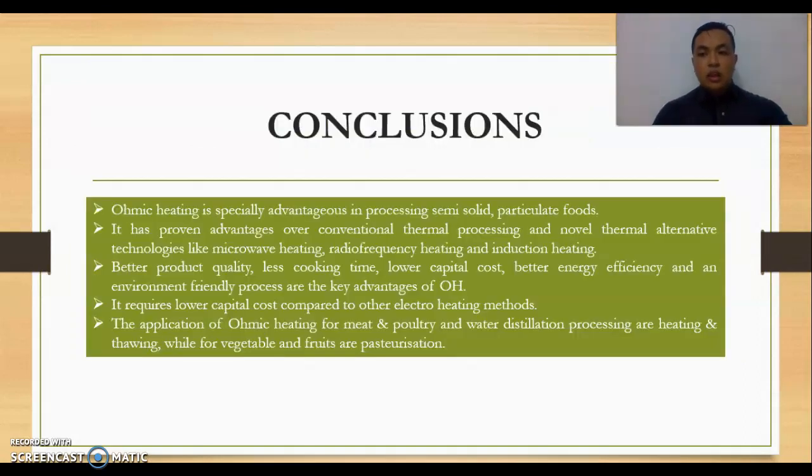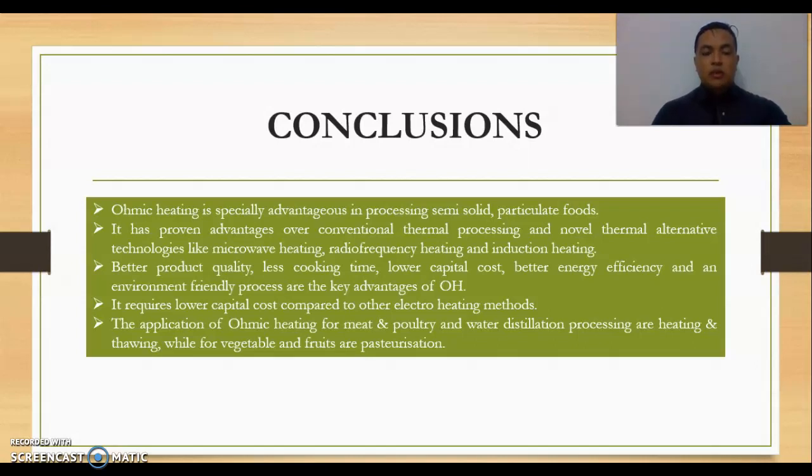So the conclusion: ohmic heating is especially advantageous in processing semi-solid or particulate food. It has proven advantages over conventional thermal processing and novel thermal alternative technologies like microwave heating, radio frequency heating, and induction heating. So it gives better product quality, less cooking time, lower capital cost, better energy efficiency, and an environmentally friendly process, which are the key advantages of ohmic heating. It requires lower capital cost compared to the electro heating method.